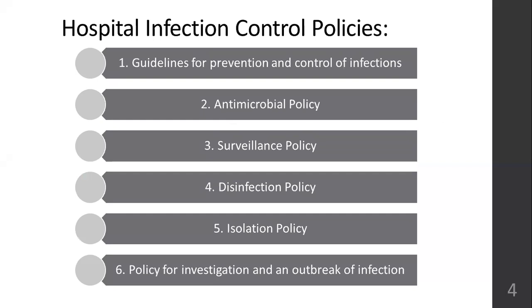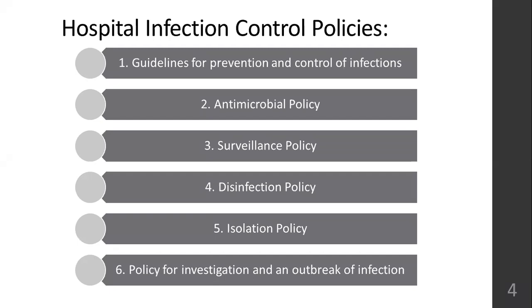The guidelines for prevention and control of infection, antimicrobial policy, surveillance policy, disinfection policy, isolation policy, and policy for investigation and outbreak management. There are two chapters on outbreak management; the first chapter is what we will focus on more because that is given in detail. The basic guidelines involve using PPE, personal protective equipment, such as gloves and masks. Antimicrobial policy, antimicrobial stewardship, we will study towards the end, kind of a last chapter.